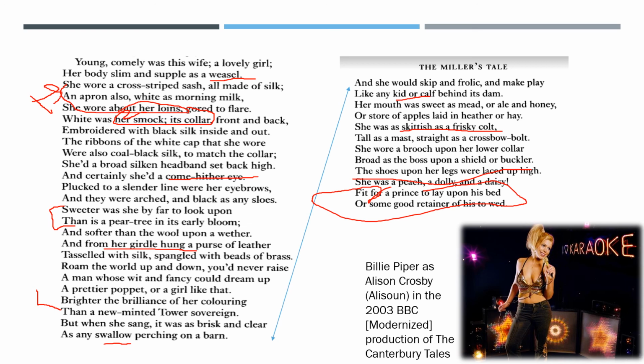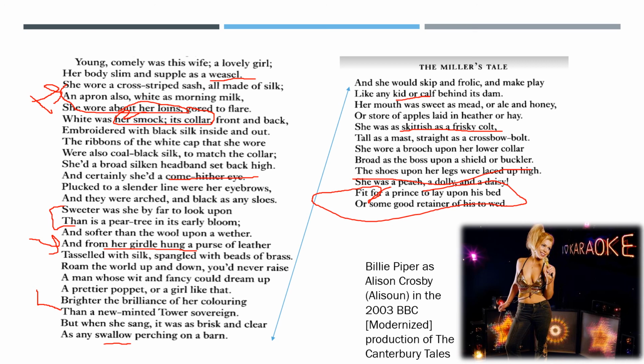She has a come hither eye, plucked slender line of eyebrows. He takes us back to the waist again at her loins with the girdle and the purse hanging there. He draws our attention back there again. Right? So this is clearly going to be a story about a young sexual woman.